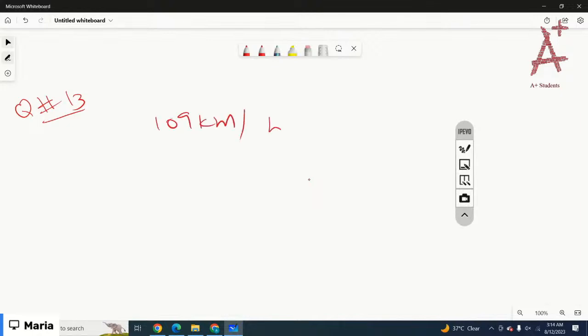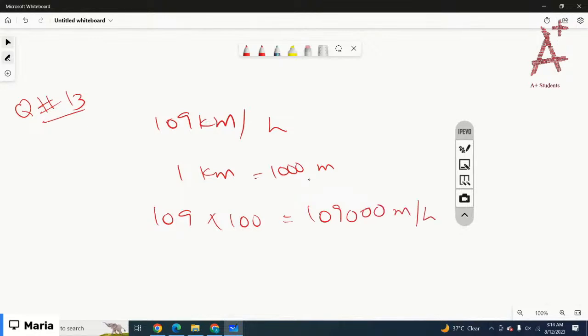109 kilometers per hour. We know that in 1 kilometer you have 1000 meters, right? Kilometer is a bigger unit. So that means you have to do 109 times 1000. That means 109000 meters per hour.